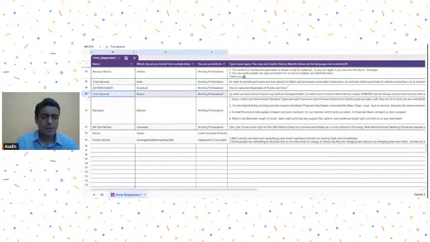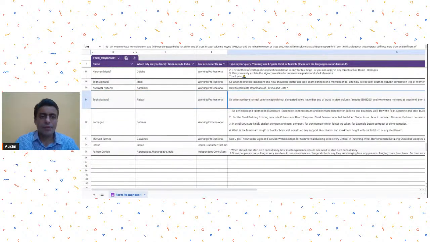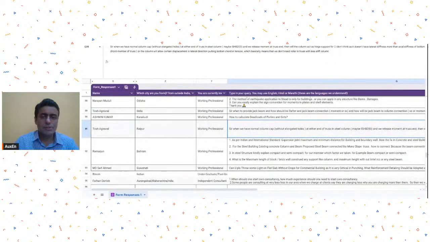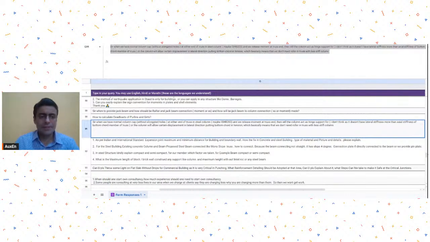Yeah. Next question is from Mr. Tosh Agrawal. He's joining from Raipur and he's a working professional. He has a good question that we should discuss, because this is often a doubt of many engineers, especially related to trusses, because in trusses there's a lot of jugaad work that we usually do. So what is his question? I'll first share my screen and then we will discuss. Let's see what he's asking.